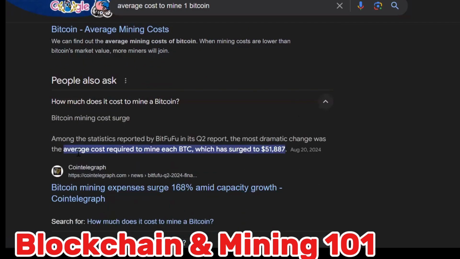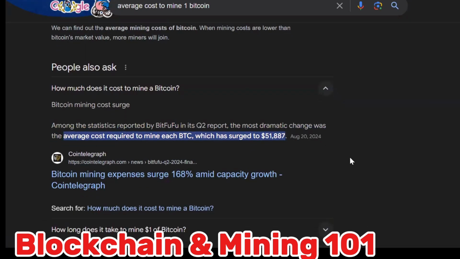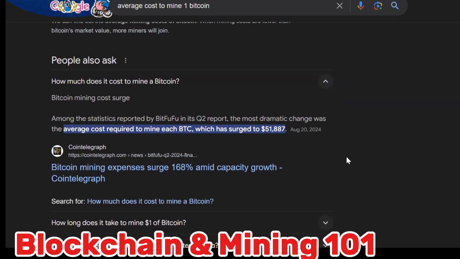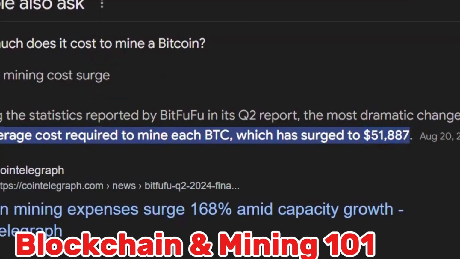So there it is. The average cost, and I assume this is taking the costs of electricity around the world, so it's a very big average, but it's telling me that the average cost is $51,800 to win one Bitcoin. That's a lot, right? So if this is an average, then me as a miner coming into the space, I would say, okay, how can I get this lower?